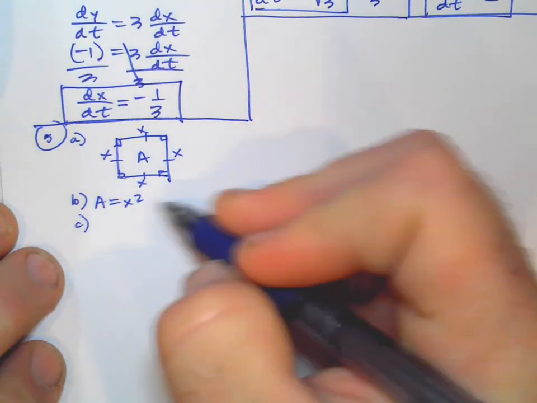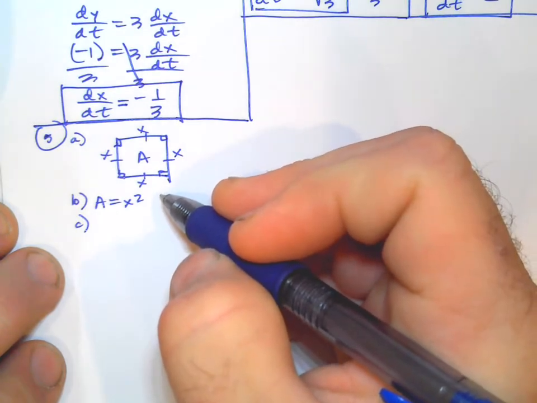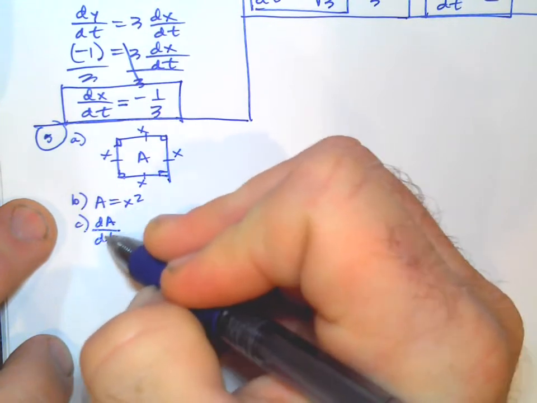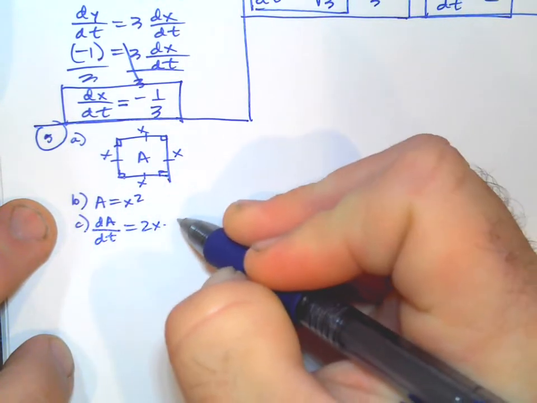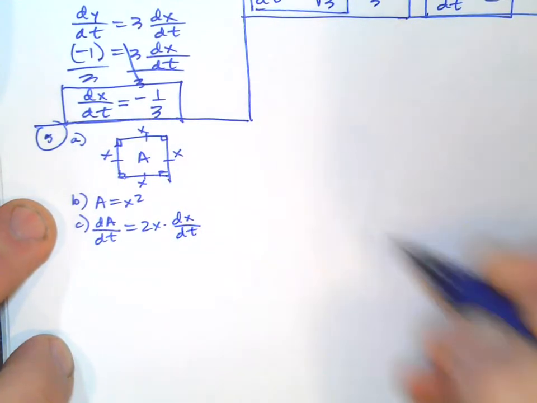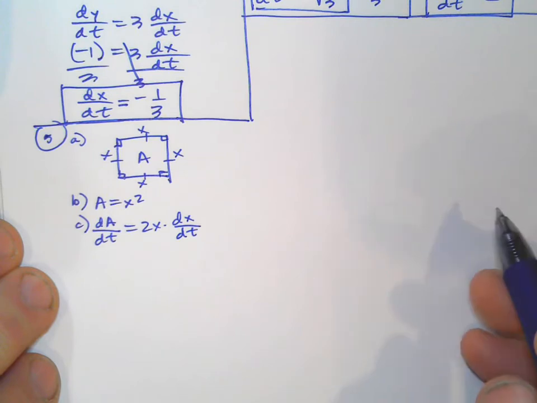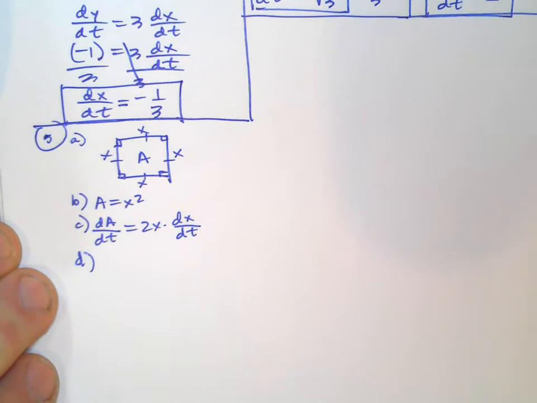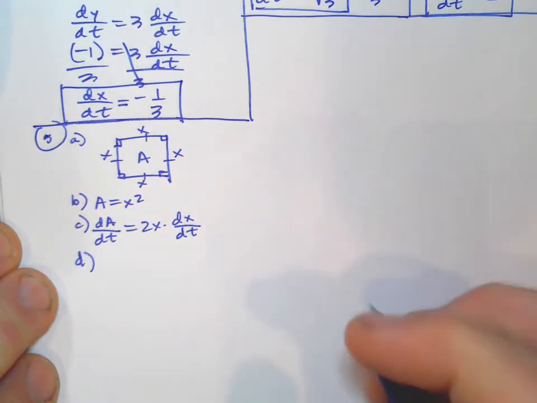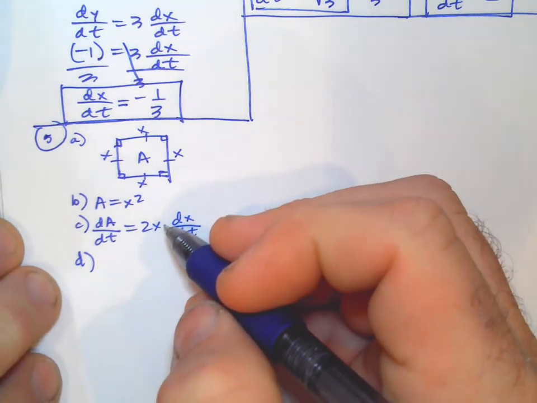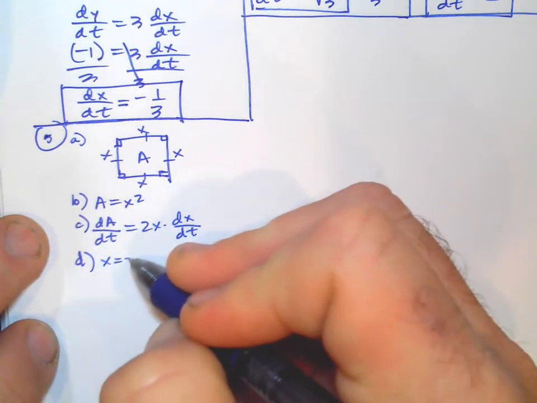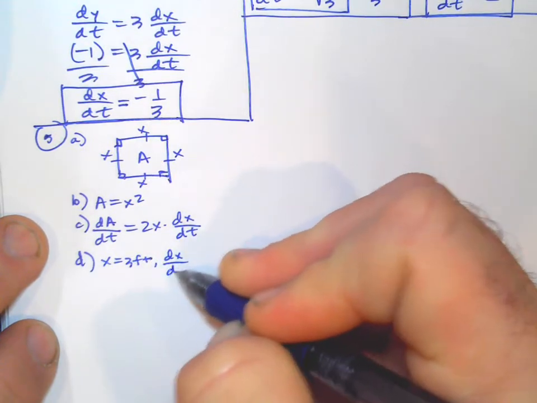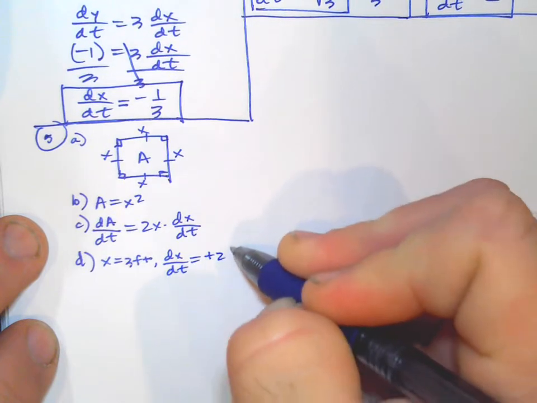C, use the equation in part B to find an equation that relates dA/dt and dx/dt. Okay, so we're going to take the derivative implicitly with respect to time. dA/dt equals 2x dx/dt. If you don't get a dx/dt, something's wrong, because you're probably not going to be able to solve for what you need to. And it says D, at a certain instant, the sides are 3 feet long and increasing at a rate of 2 feet. So 3 feet long means x equals 3, and the sides are increasing at a rate, that's dx/dt, of 2 feet per minute.